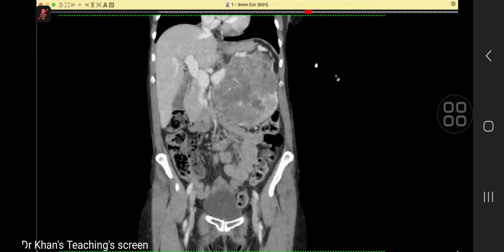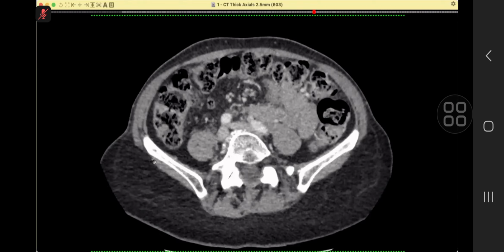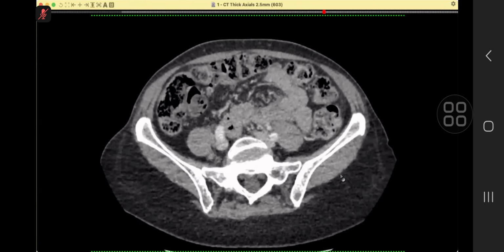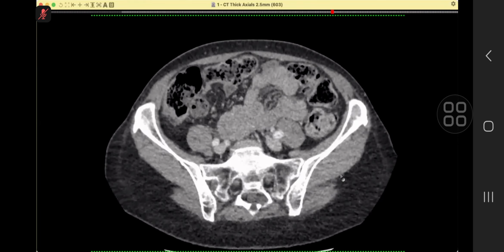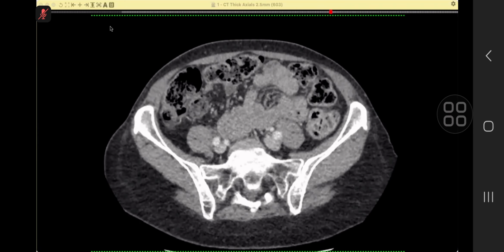Sir, can I see the axial? And I would also like to see the bone window. 65-year-old. It's 65. I told you the age of the patient. 65 years old. Female. I will once again go through the images. Just 1 second, please. Okay.